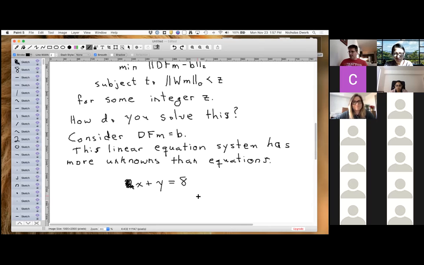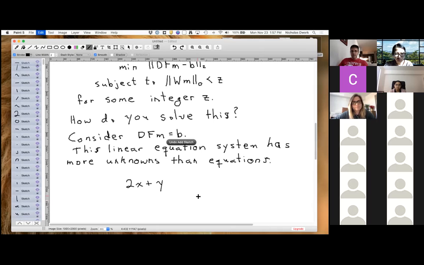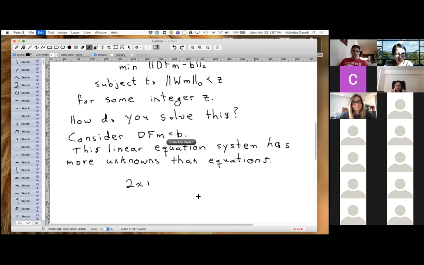How many solutions are there? Infinite. Yeah, we have an infinite number of solutions. When we have fewer equations than we have unknowns, there are an infinite number of solutions. And in particular, we can satisfy this system exactly.